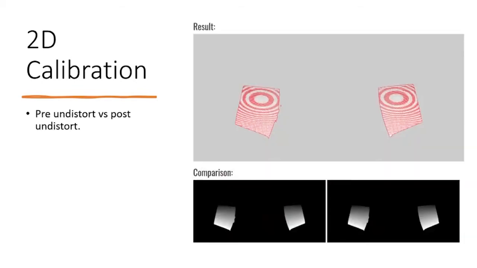Here is also a comparison. The red is basically this: if it is red, there is also some tolerance, but if it is red, it is significantly different. And this is basically the difference between using the undistorted versus post-undistorted images. So with one approach, I undistorted the image and then captured the gray codes. With the second approach, I captured the gray codes and then did the undistortion.